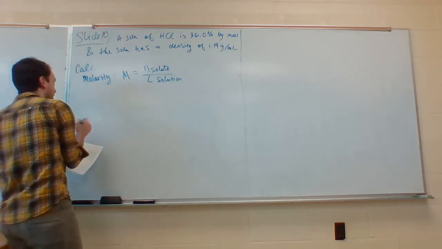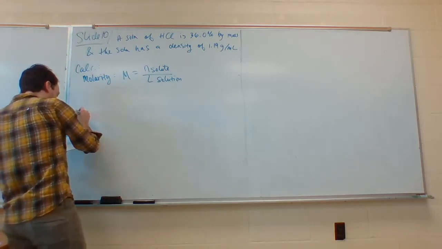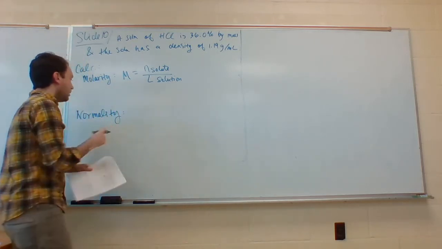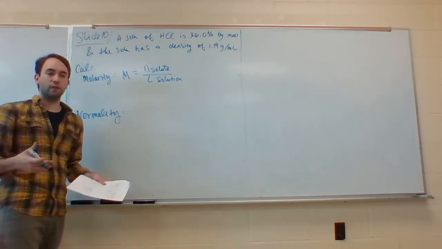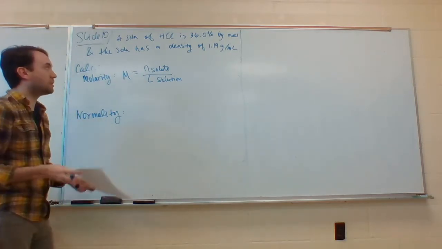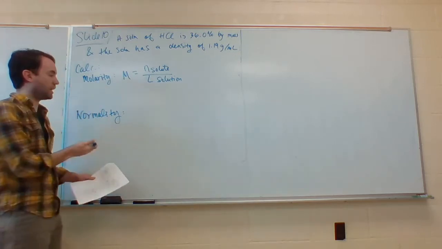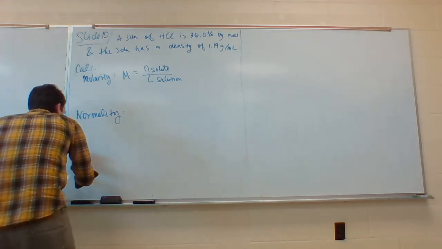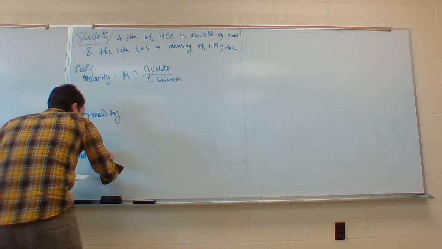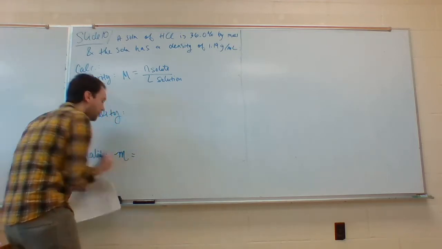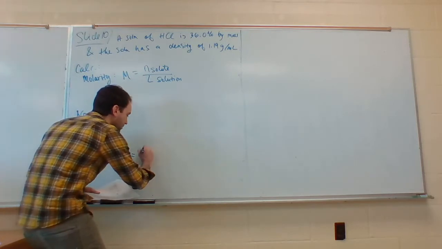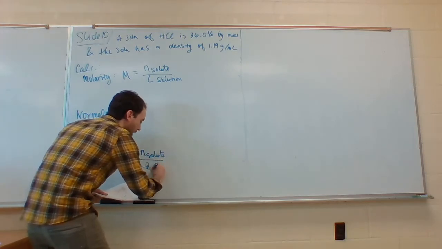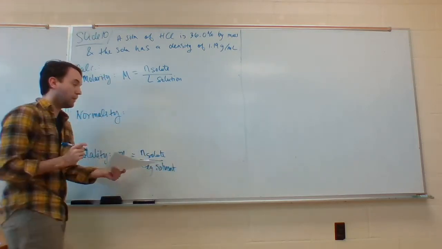All right? The next thing that I want to calculate is the normality. Now, remember, normality was based on equivalence of species involved related to the molarity, so we're going to have to calculate our molarity before we can do the normality. The next thing is going to be the molality, that was our little m. Molality is defined as the moles of solute per kilograms of solvent, not of solution, but of solvent.